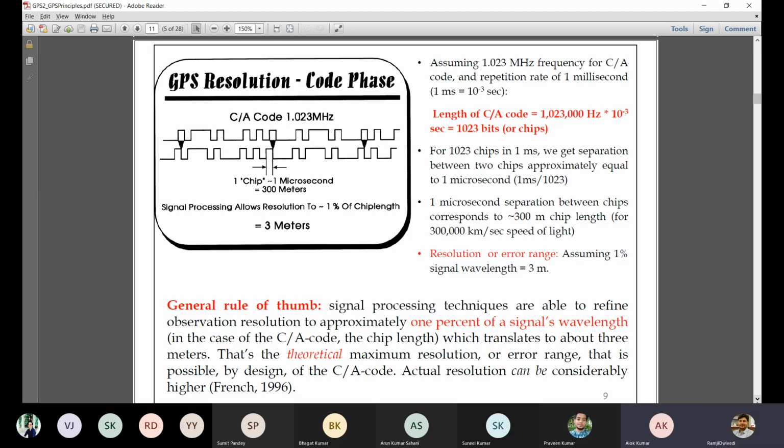Sir, so the frequency of the CA code is 1.023 megahertz because of the 1023 elements in 1 millisecond, repeated after 1 millisecond. Yes, yes. Okay. It is 1023 chips that are repeating 1000 times in 1 second. That creates that chipping rate, sorry.